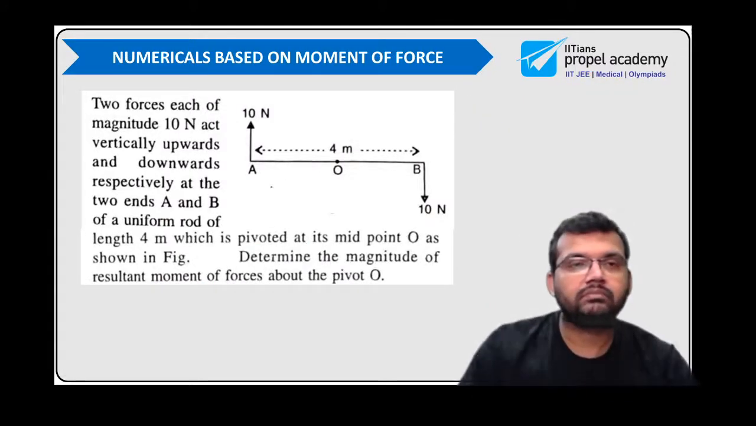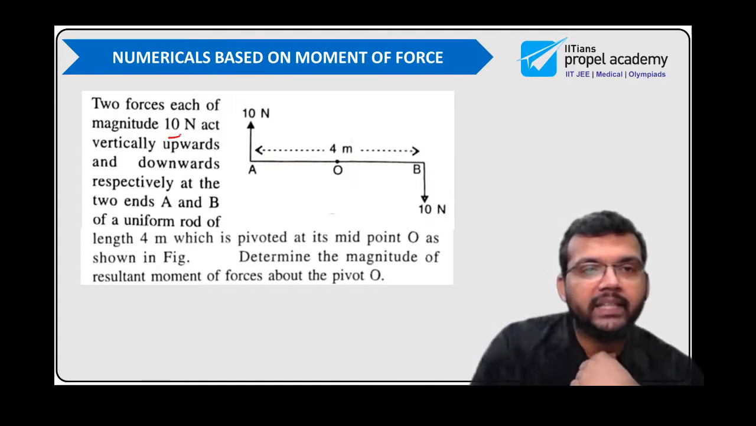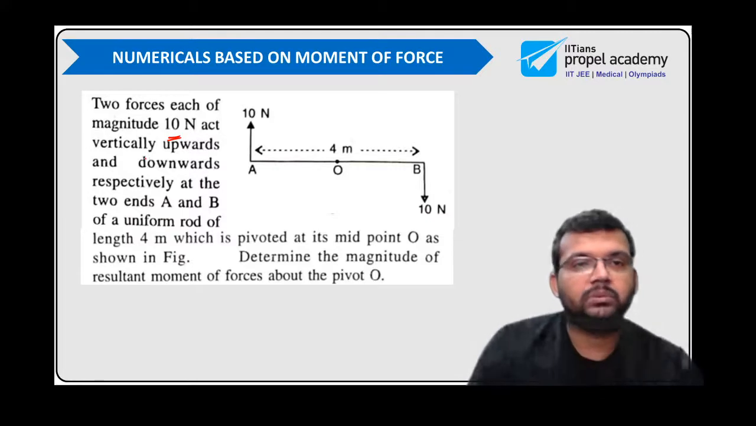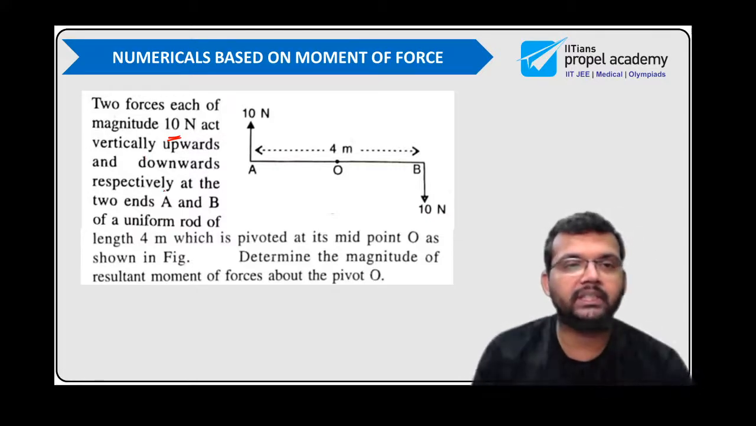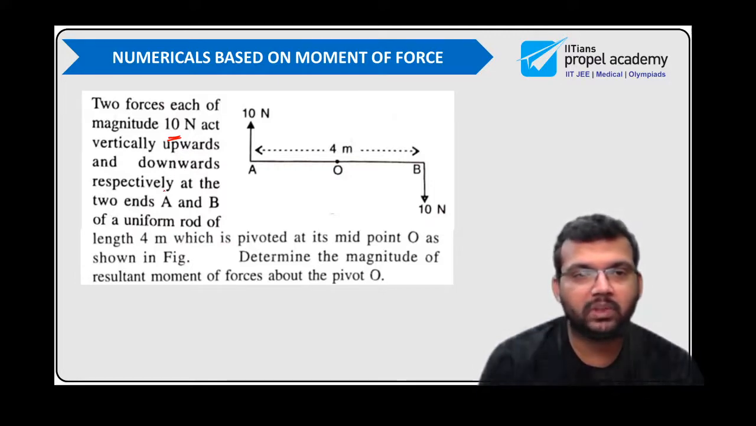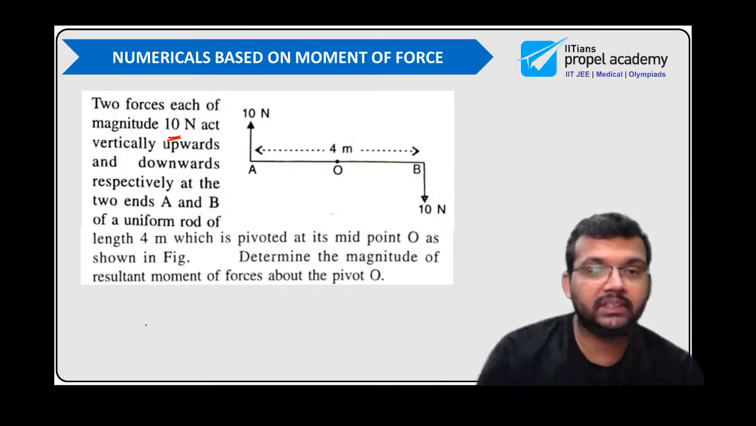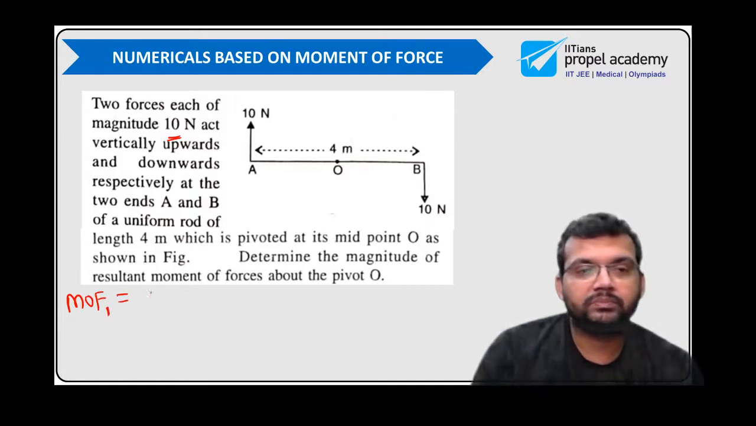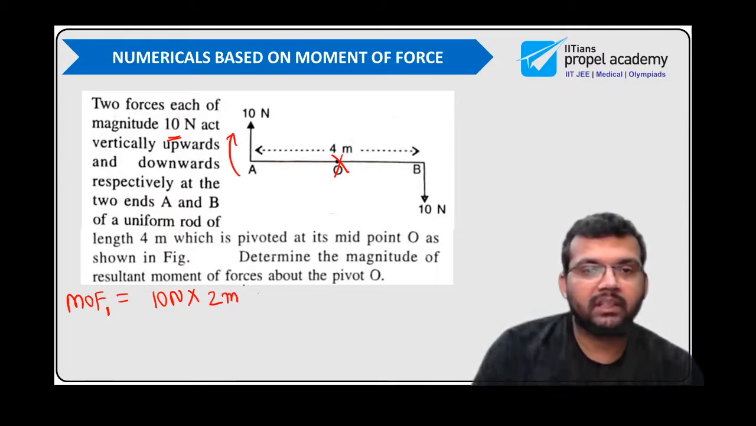Next question. Two forces each of magnitude 10 Newton act vertically upwards and downwards respectively at the two ends A and B of a uniform rod of length 4 meter, which is pivoted at the midpoint O, as shown in the figure. Determine the magnitude of the resultant moment of forces. So moment of force 1 equals force into distance. The distance from the pivot point is 2 meters. And this one is clockwise. So this equals 20 Newton meter clockwise.